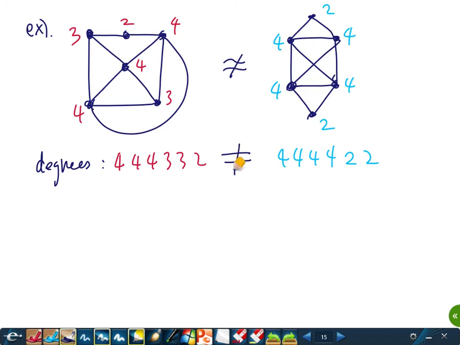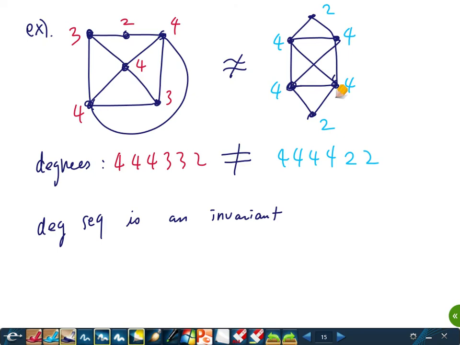But the degree sequence is an invariant. Because the graphs look exactly the same, if there is a vertex over here, its degree must correspond to the same thing. So the degree sequence is an invariant. But they have different degrees, so they cannot be isomorphic. Okay?